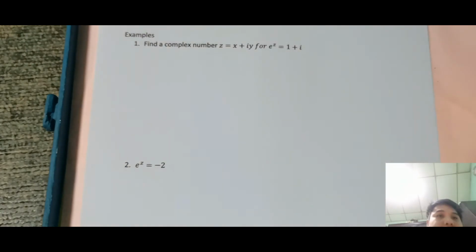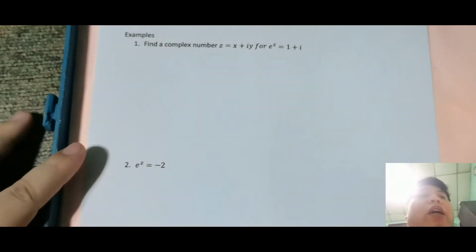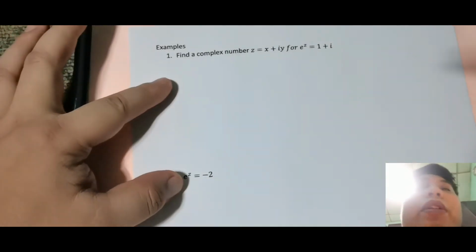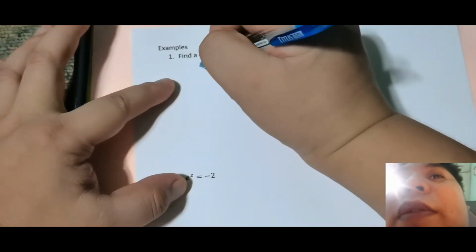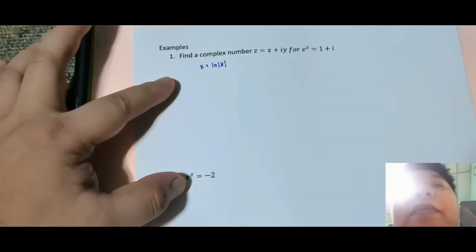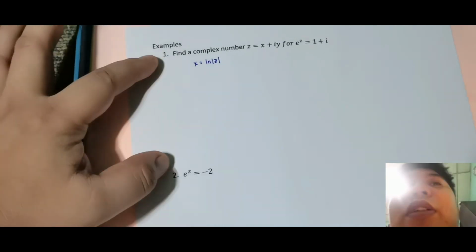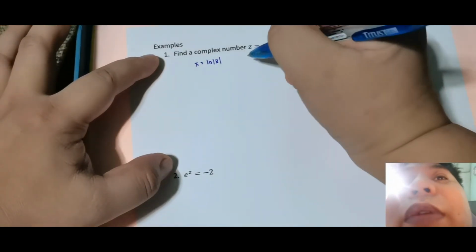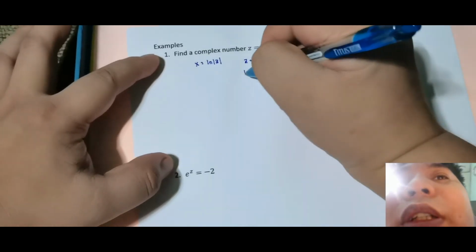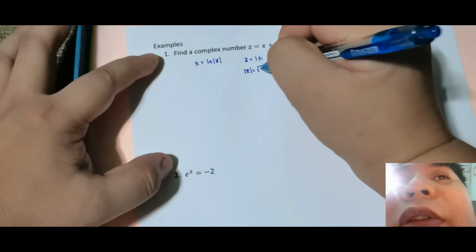So, find the complex number z is equal to x plus iy for e raised to z is equal to 1 plus i. So, meaning, yung e raised to z daw ay merong equivalent na complex number na which is x plus iy. So, ngayon, anong gagawin natin? Hahanapin natin si x and y. So, note that from property number 7, we all know that x is equal to ln of modulus of z. Okay? So, what is modulus of z? So, ang z natin dito is 1 plus i. Okay? So, ang modulus ng z is just simply square root of 2.